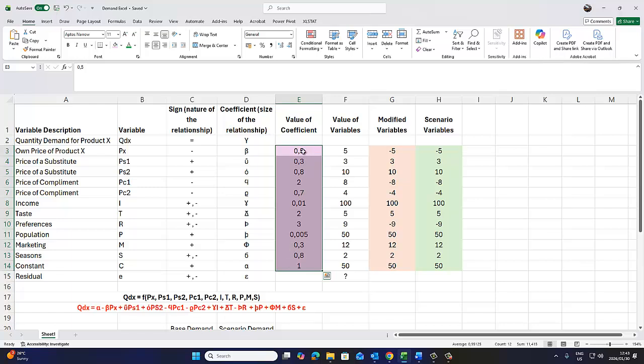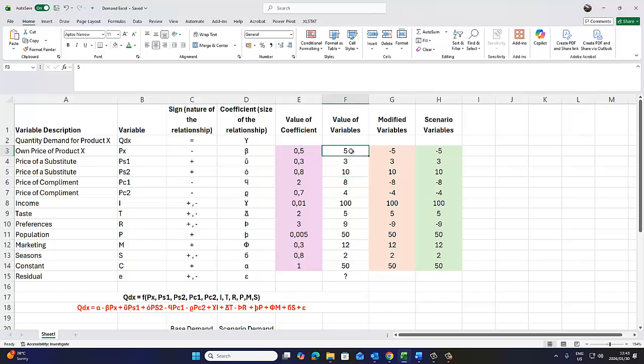Okay, and these coefficients are a guess at the moment, they're given at the moment, but in reality we can go and test them, or we can estimate them from all sorts of surveys, econometric techniques, and so forth. Then we have the value of these variables. What is the price of X? Not what is the size of the relationship, what is the actual value of X? What is the value of the price of substitute 1? What is the value of the price? So meaning what is own price?